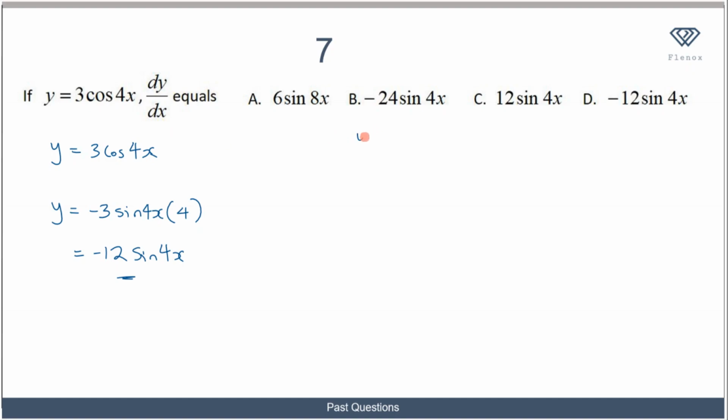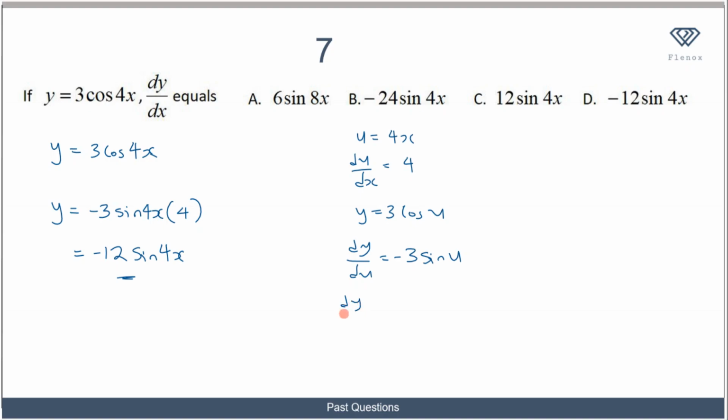If I'm solving with the chain rule, I would have said let u be equal to 4x, and I would have found du over dx, which would have been equal to 4. Now my y will be equal to 3 cos u, and my dy over du would have been equal to what? Minus 3 sin u.